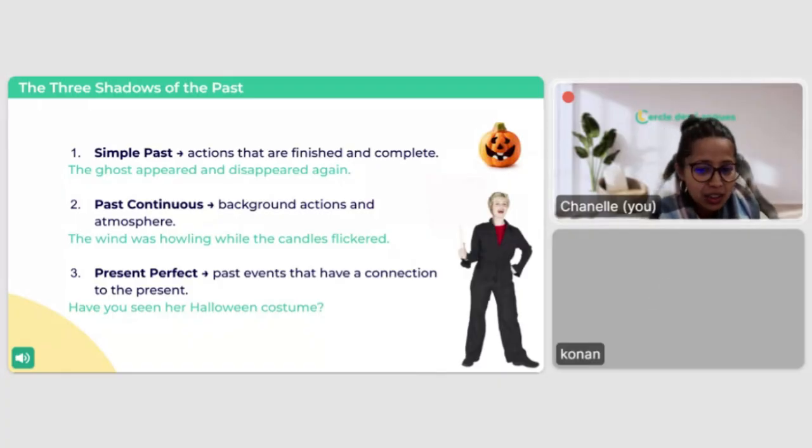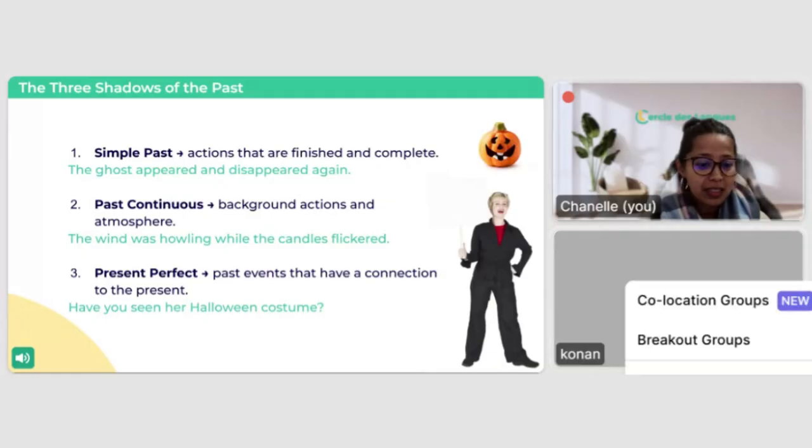The second shadow of the past would be the past continuous. In this tense, we talk about background actions and atmosphere. When you think about the past continuous, I would like you to think about an action that was continuing at a particular moment in the past. For example, the wind was howling while the candles flickered.